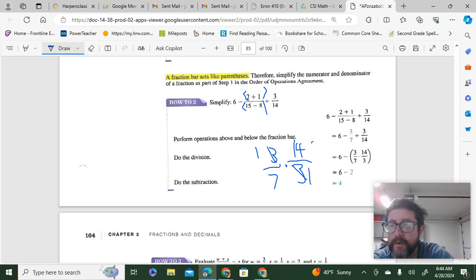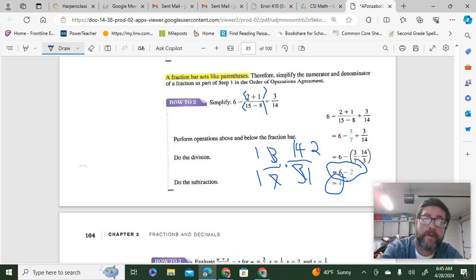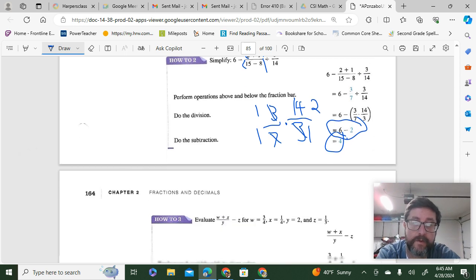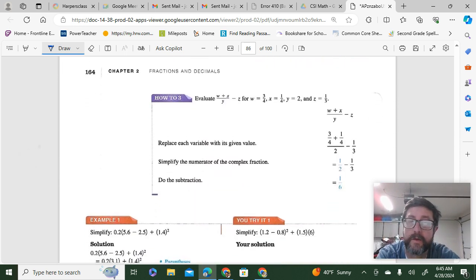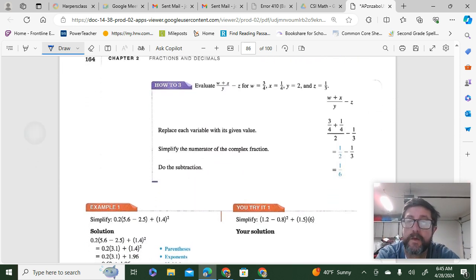14 and 7 will go to 2 and 1. So our answer to this should be 2. So we have 6 minus 2, which is what we have right here. And then our answer is 4. So do it and redo it and redo it until you get your correct answer. Okay, and it all makes sense. Do this one.